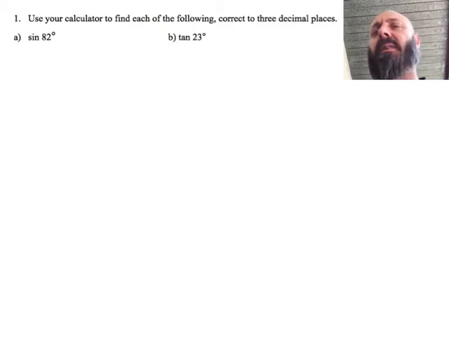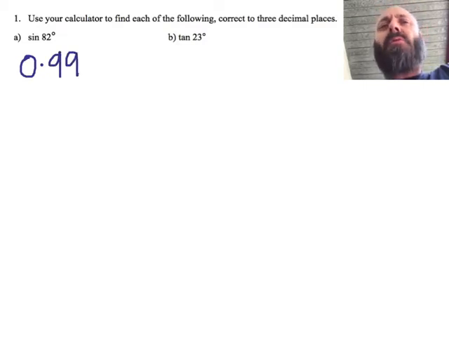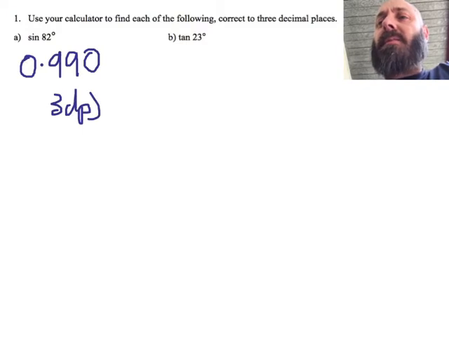I start with sine 82 degrees. I can enter that into a scientific calculator as sine 82 and press the equals button. Or if you've got something like an iPhone, you might have to put in the 82 degrees and then press the sine button. Either way, I get an answer of 0.99, and I have 0.2 on my calculator, so I'm going to round it down to 0, and that's 3 decimal places.